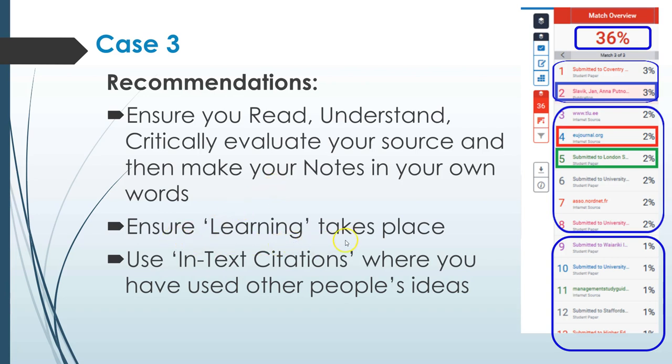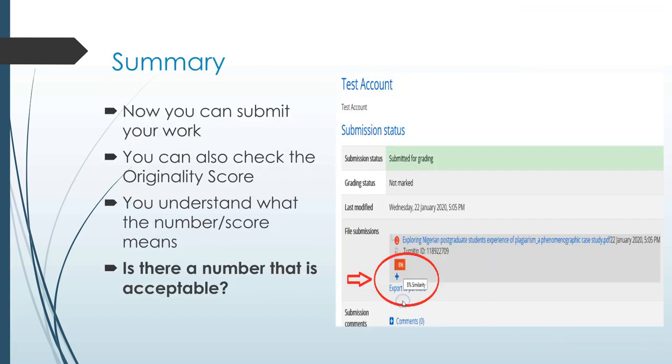You must ensure that learning has taken place. Ensure you understand what you are doing, and that the learning outcome the lecturer is striving for you to achieve, you've achieved. And then use your in-text citations where you have used other people's ideas. Pull these together and come up with a whole. All right, so now you can submit your work.